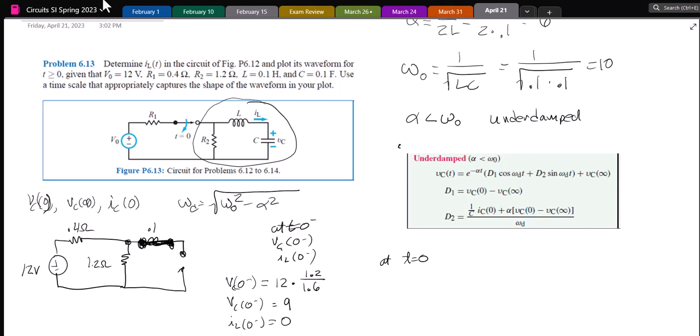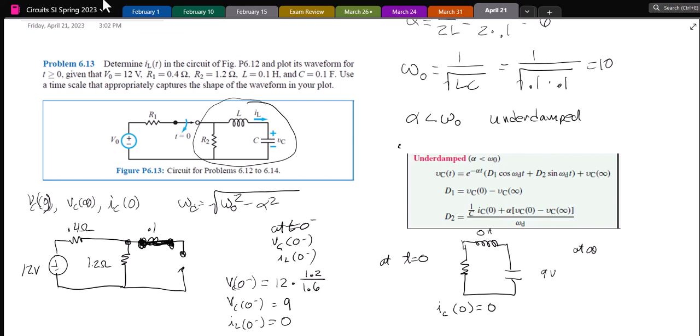So now at t equals 0, we will have this. We know that this is 0 amps, and this is 9 volts. So this is the same thing we had before, so it's not a new concept. So we know, just like we knew last time, what IC of 0 is going to be. What does IC of 0 have to be? 0. IC of 0 has to be 0.